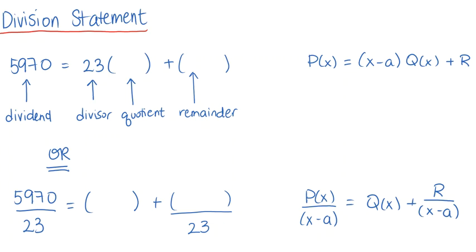5,970 divided by 23 is equal to, in this case, 259 plus a remainder of 13 over 23. So this is technically the fractional amount. We can also multiply all of these terms by 23. Then we're just left with 5,970 is equal to 23 times our quotient of 259, plus a remainder of 13.